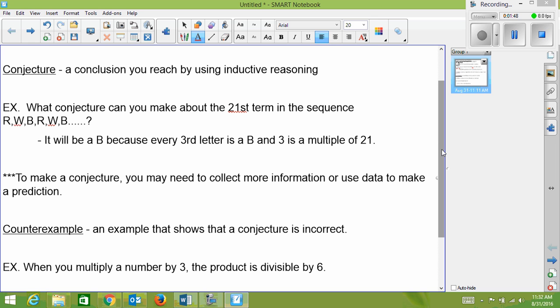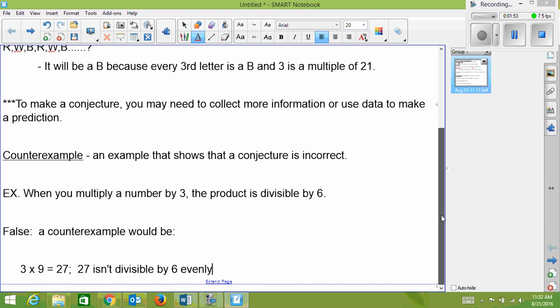And I did find a counterexample to this one. 3 times 9. That's a multiple. If you multiply a number by 3, so 3 times 9 is 27. You take 27, you try to divide it by 6, it does not come out evenly. So that right there would be a counterexample.